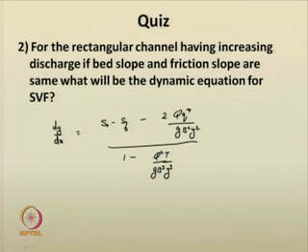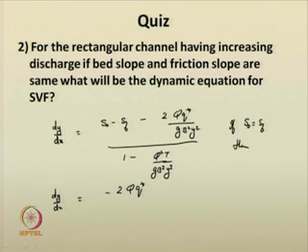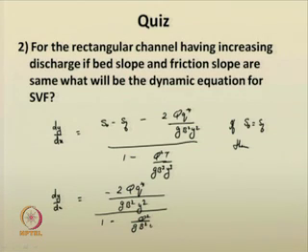Now, you know that this quantity T is same as b. So, what happens now? dy by dx, if S0 is equal to SF, then dy by dx is equal to minus 2 q q star by 1 minus q squared by g b squared y cube. This will be your expression for the dynamic equation.